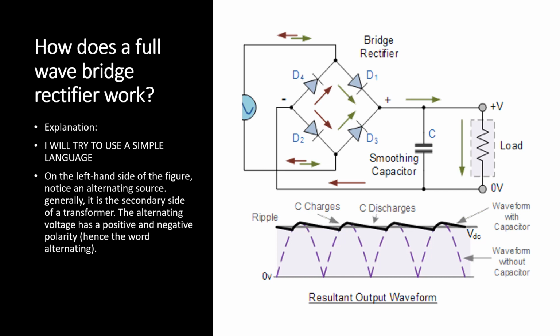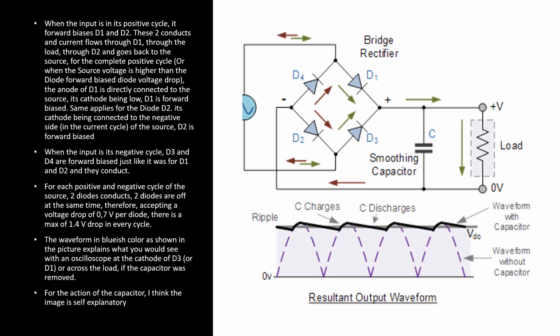Generally it is the secondary side of a transformer. The alternating voltage has a positive and a negative polarity. When the input is in its positive cycle, it forward biases diodes D1 and D2 as shown in the figure. These two diodes conduct and current flows through diode D1, through the load, through D2 and goes back to the source. It completes its first cycle.